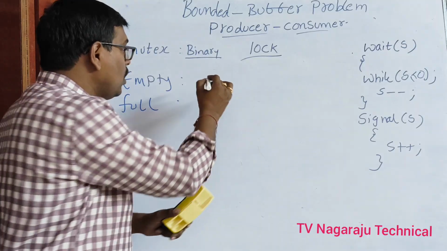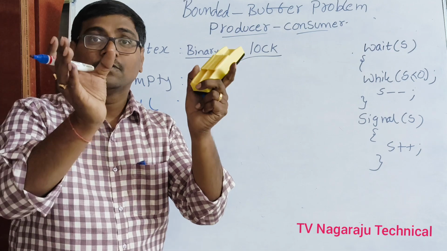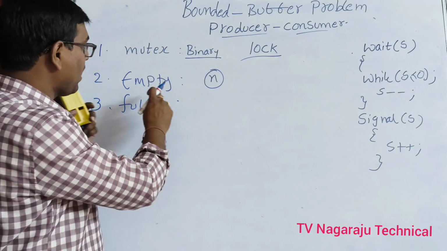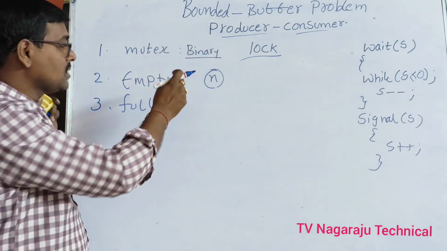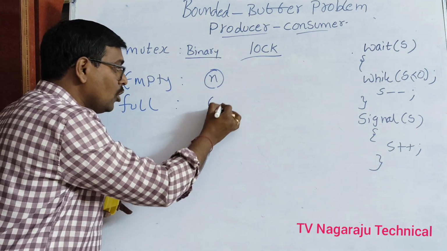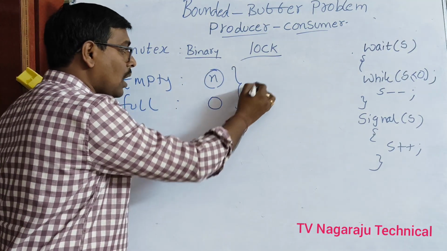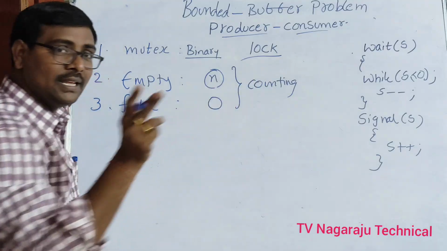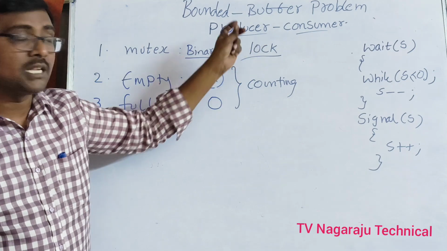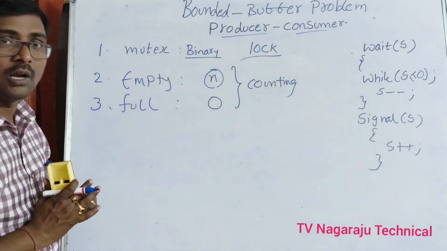What is the empty semaphore? Initially, the value of empty is equal to n. Why n? Assume we have a buffer of size n. Initially, all the slots are empty, no item is inserted. So initially, the value of empty is n, meaning n slots are empty. Obviously, the initial value of full is 0. Why? No item is inserted initially. So these two are counting semaphores. Understand clearly: if you know the semaphore concept, there we discussed what a binary semaphore is, how to acquire the lock, and what a counting semaphore is. This is the binary semaphore, and these two are counting semaphores.